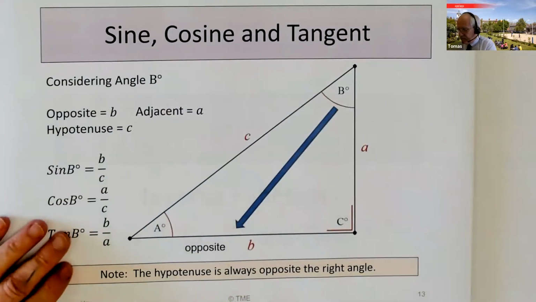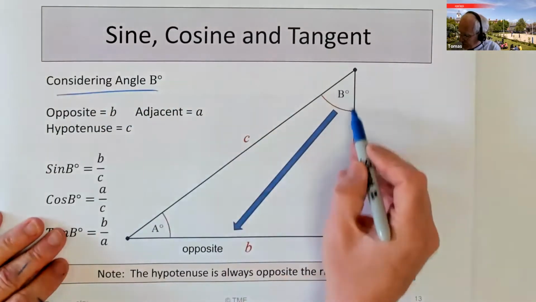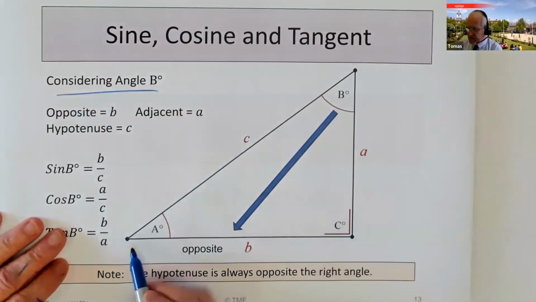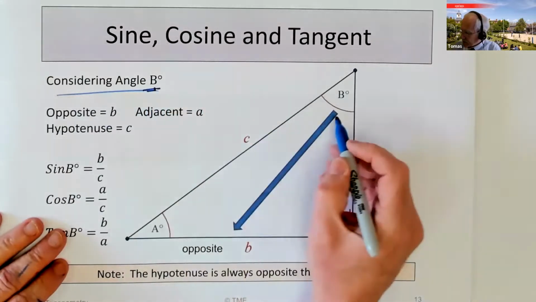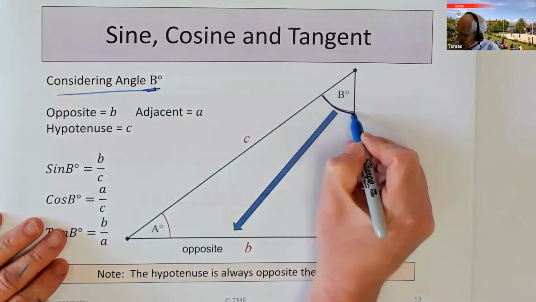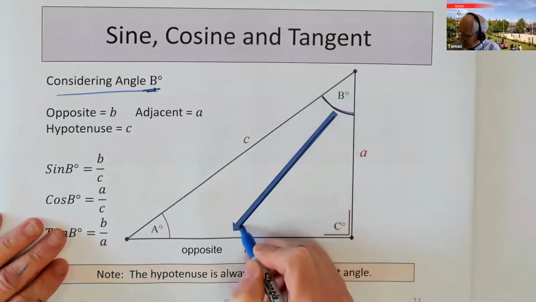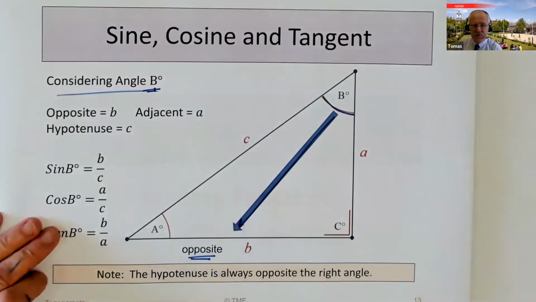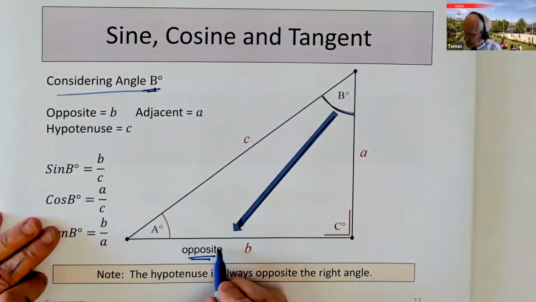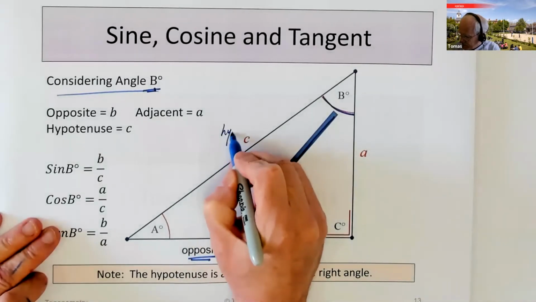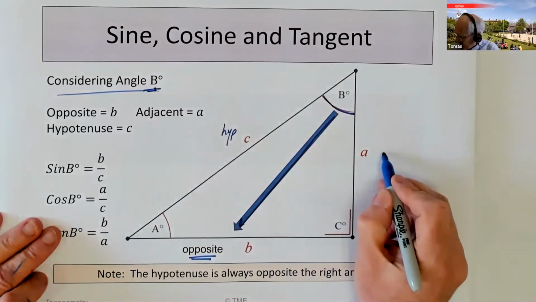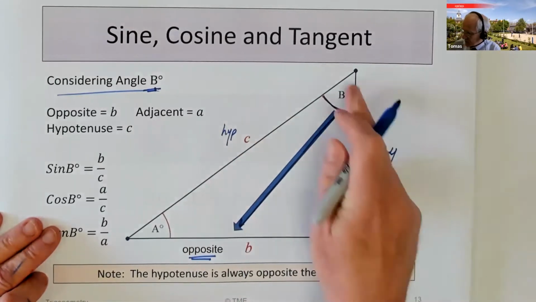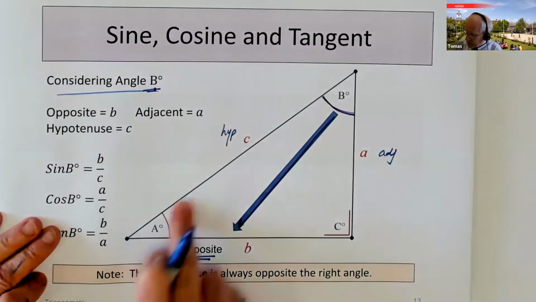Now, let's say they give you the triangle and it's drawn like this. And they say, let's consider angle B. Well, you just get the angle B and you draw a line from it. And then this becomes the opposite. The longest one is the hypotenuse, and this one is the adjacent.